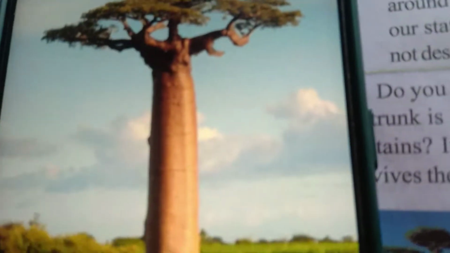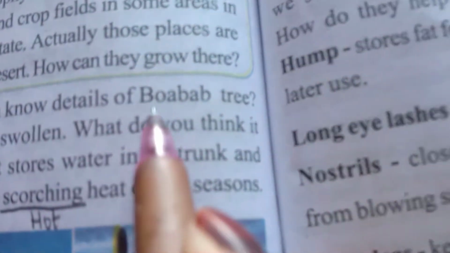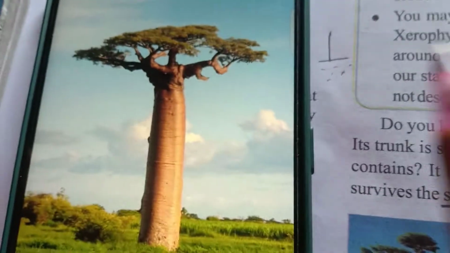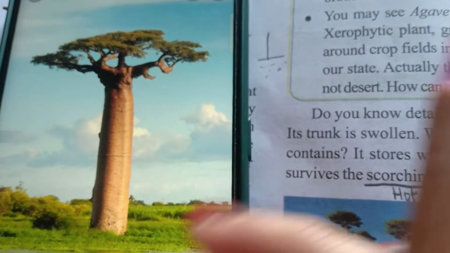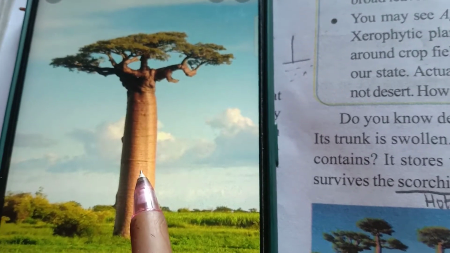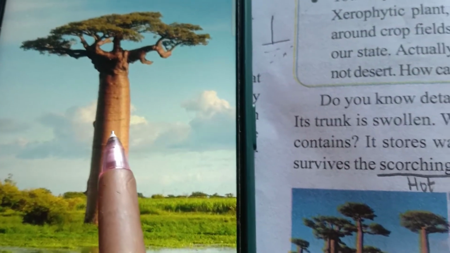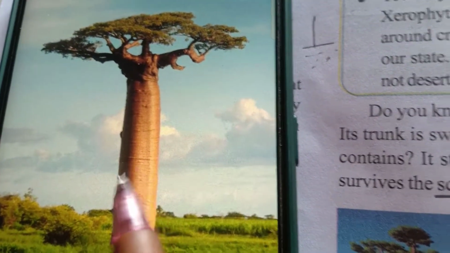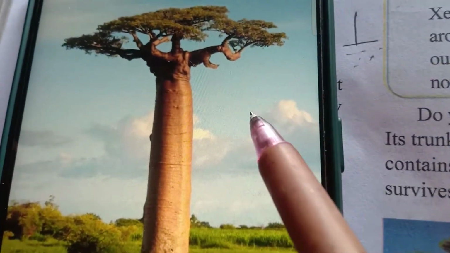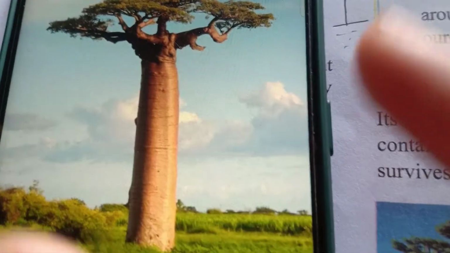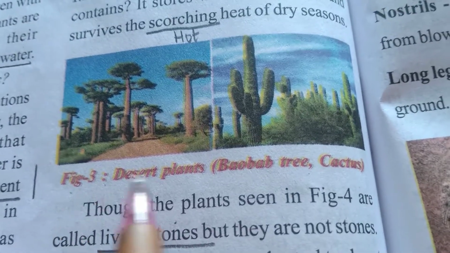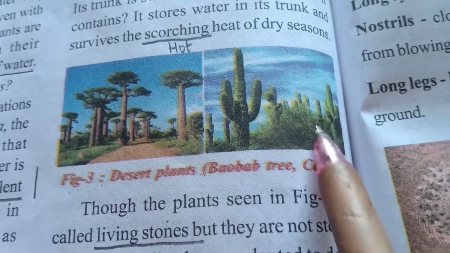Some plant modification is also seen over here. See in this diagram, this is the Baobab tree. Okay, so its trunk is very large, large and swollen, thick and swollen. Why? Because it stores a large amount of water inside it. During the hot, dry season, this water can be utilized by the plant. This type of adaptation is also seen in plants. In your textbook also they have given figure number 3, desert plants, Baobab plants, and the cactus.